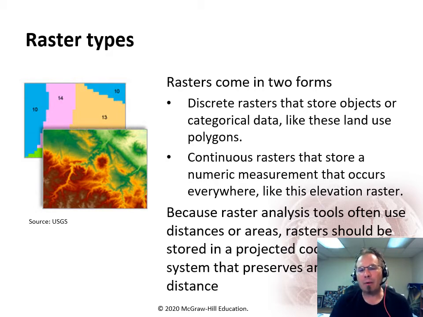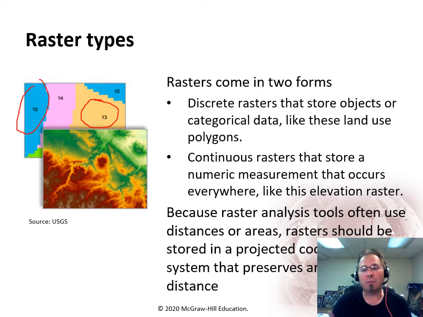Now, we've talked about this in the past, but there's two main types of rasters. There's discrete rasters and there's continuous rasters. Discrete rasters store objects like categorical data, like land use. So you have large swaths with the same value. As you can see here, these are all value 10. These are all value 13. Okay, so there's not a lot of variation. There's only three values there.